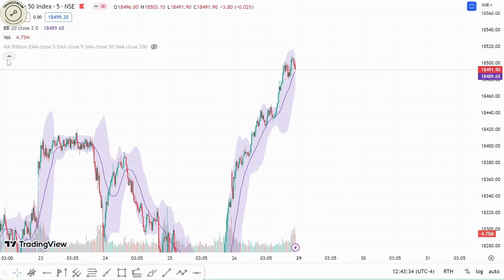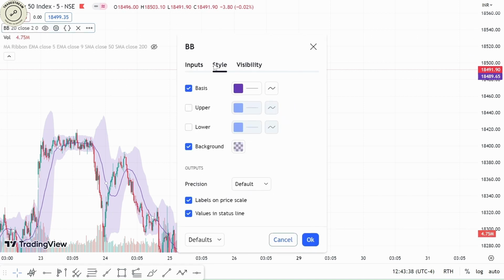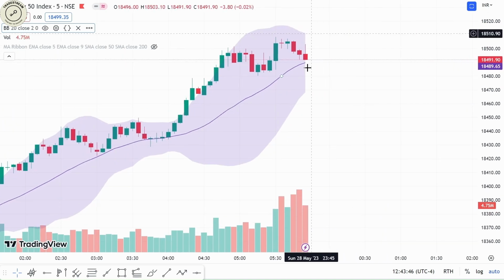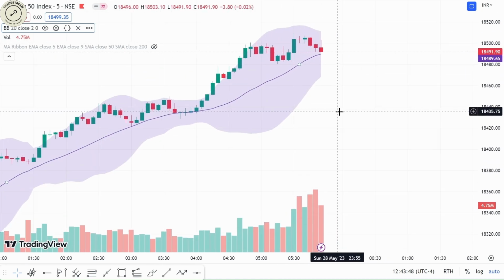I use the Bollinger Bands. I'll show you the settings. So I don't use the upper and the lower band, otherwise there will be too many lines. So this is the 20-day moving average. I just want to use the Bollinger Bands for volatility.